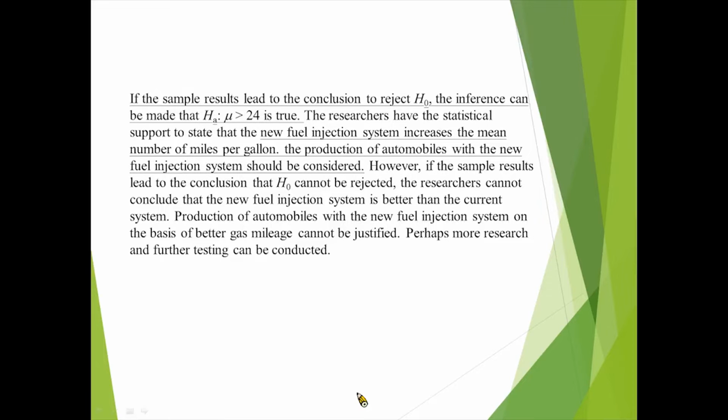Okay. So if the sample result leads to the conclusion to reject H0, the inference can be made that Ha, mu larger than 24, is true. The researchers have the statistical support to state that the new fuel injection system increases the mean number of miles per gallon. The production of automobiles with the new fuel injection system should be considered.